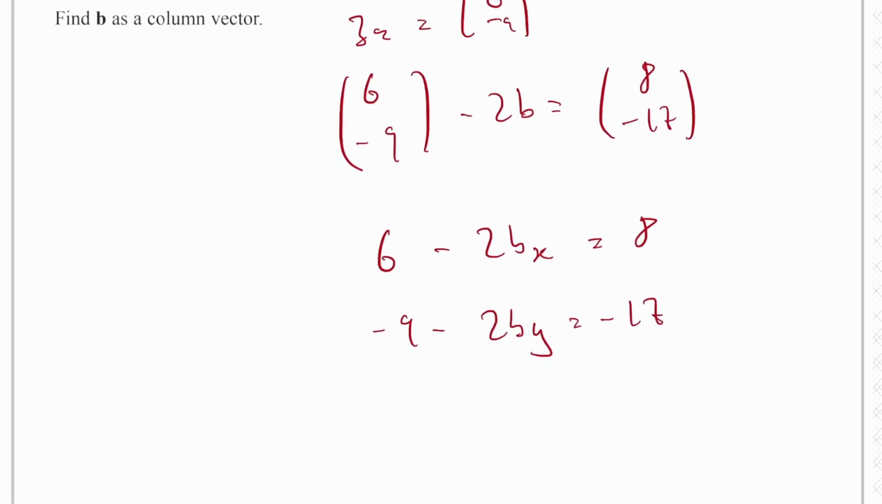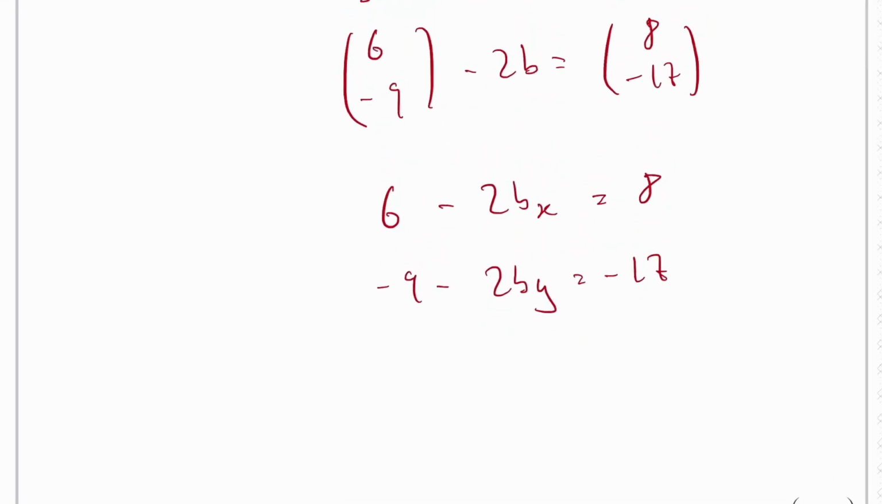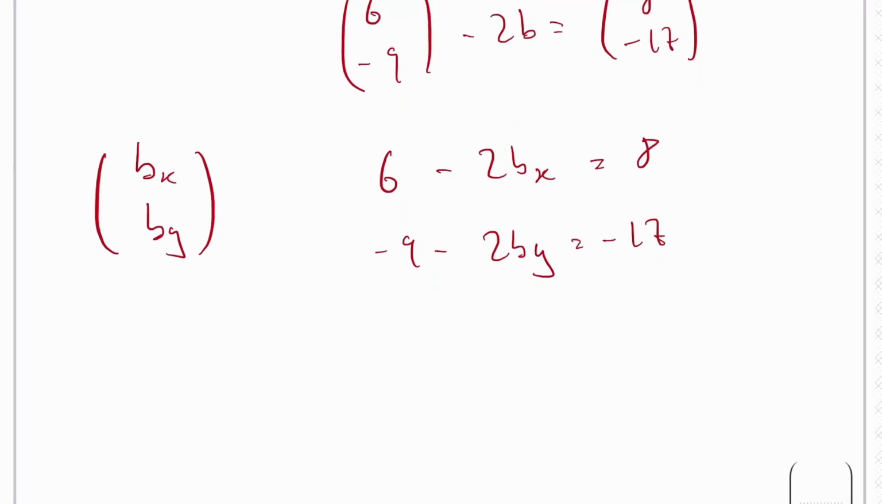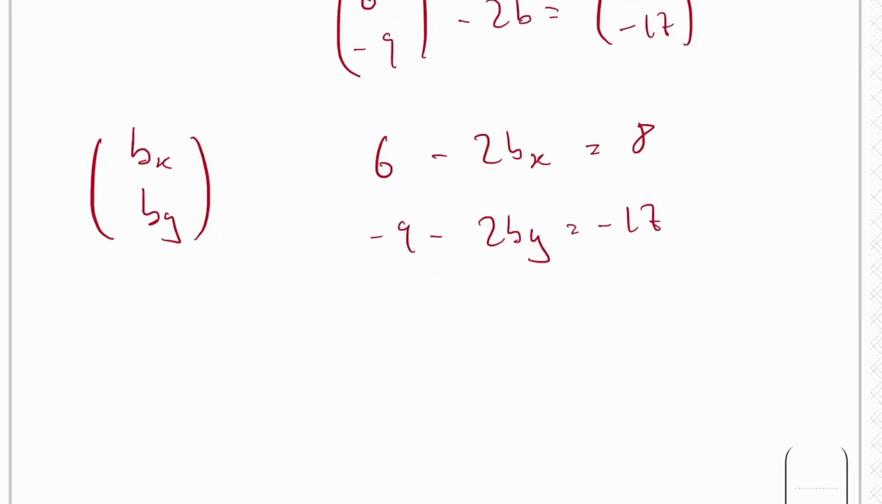We can just work out bx and by, where basically what we've done is we split b into this form, bx and by. Okay, that's just the way we've done it. You could do it a different way and call these different things. But anyway, if you do that, then you get 6 minus 2bx equals 8. Therefore, let's solve this first one. So 2bx is going to be equal to 6 minus 8. And therefore, bx is going to be (6 minus 8) over 2. And 6 minus 8 is just minus 2.